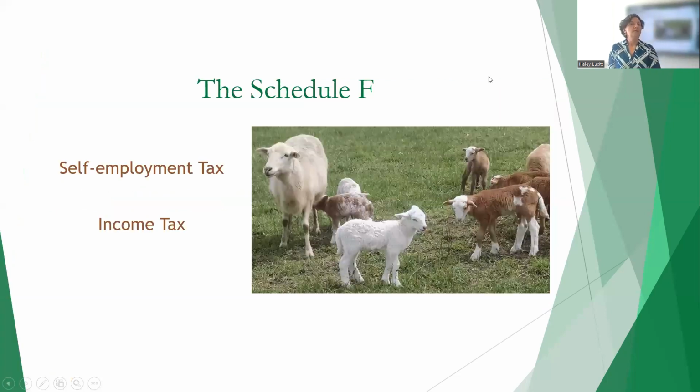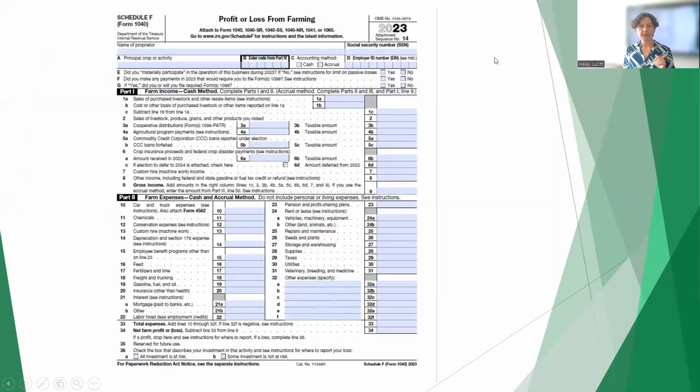All right, we're going to cover the Schedule F. And the basic use of the Schedule F is so we can calculate our self-employment tax, and then that flows into all the rest of our income, and we calculate our income tax. That's one of my ewes and some of our lambs from previous years. Makes me ready for lambing season.